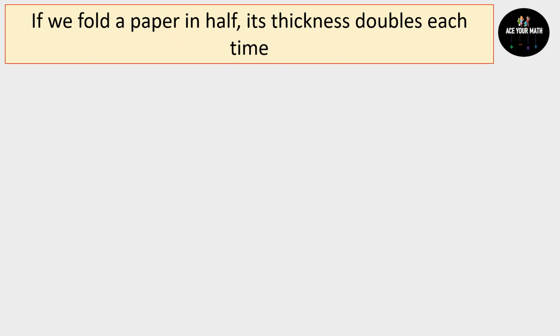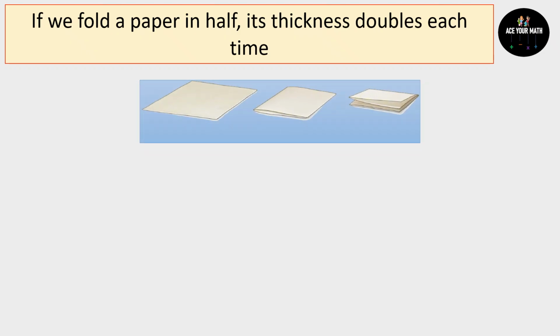Now we'll solve the question based on paper fold. If you fold a paper in half, its thickness doubles each time. First we'll try to understand it by the picture. This is the original paper given to you, the first one, without any fold, and let's say its thickness is 0.1 mm. Now when you make the first fold, what would be the thickness of this paper? It will be double. It will become 0.1 multiplied by 2.